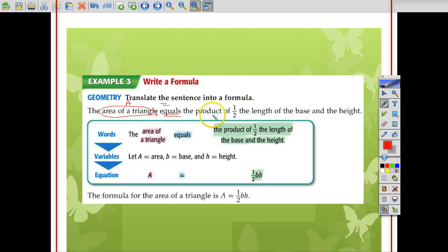Product. This means multiply. So what are we multiplying? 1/2 the length of the base and the height. So base and height are the lengths that we're talking about here. So 1/2 of the length of base and height. So for base, we're going to put B, and for height, we're going to put H. All right, so 1/2 times B times H is what we have. So A equals 1/2 BH. So here is your final answer. Your formula is A equals 1/2 BH. That means 1/2 times B times H.